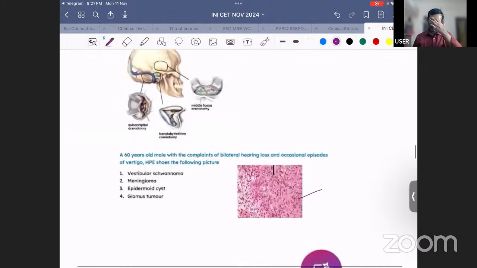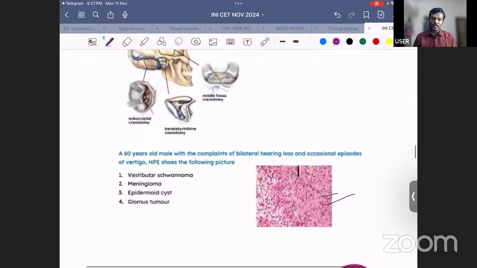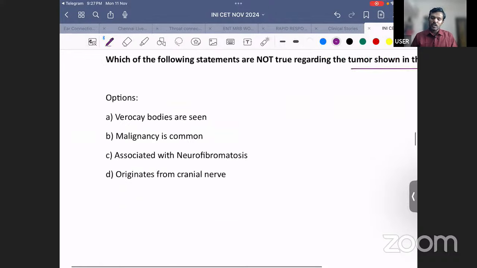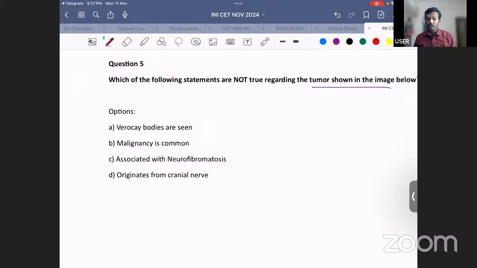This was the image that was given. A similar question was asked some 4 years back in the AIIMS exam. Same image. The answer for this in that AIIMS exam was vestibular schwannoma. So the same image was asked. Now, what are the false statements regarding this particular disease?